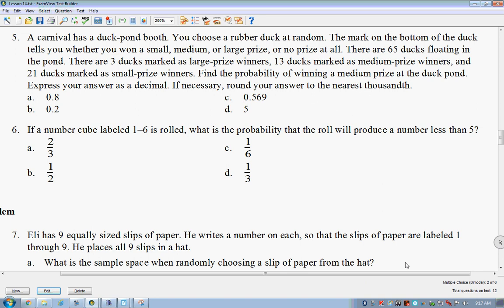If a number cube is labeled 1 through 6, it's rolled. What's the probability that the roll will produce a number less than 5? Less than 5. How many numbers are less than 5? 4. 5 is not less than 5, right? So it would be 4 over 6, right? So 2/3. So I have a 2 in 3 chance of getting a number less than 5.